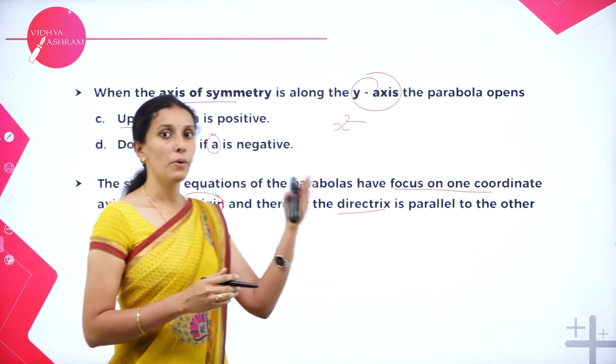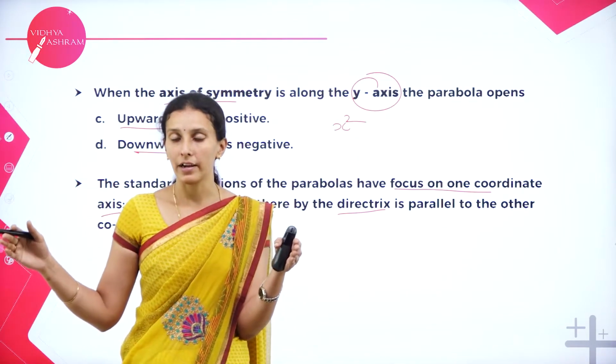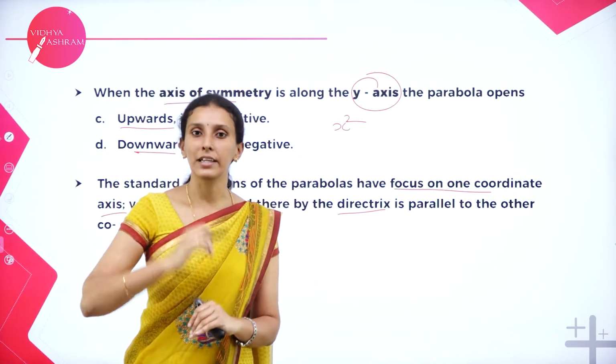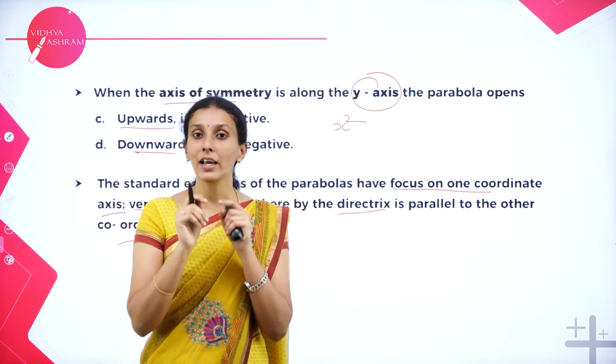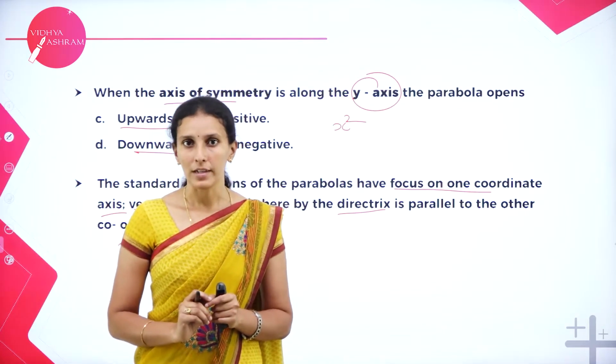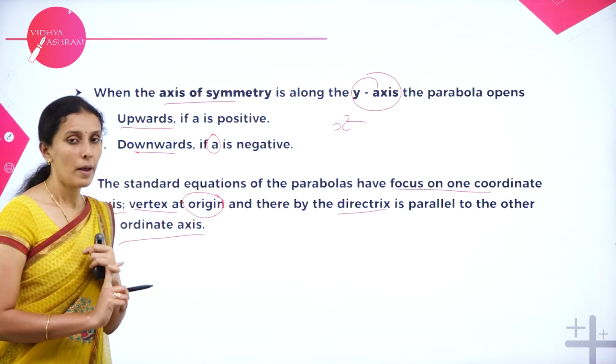If the focus lies on the positive x-axis, then the directrix will be on the negative side. If it is on the positive side of the y-axis, then the directrix will be on the negative side of the y-axis. So it is exactly vice versa for the focus and directrix of the parabolas. Thus we can conclude that we have four standard forms of parabolas.